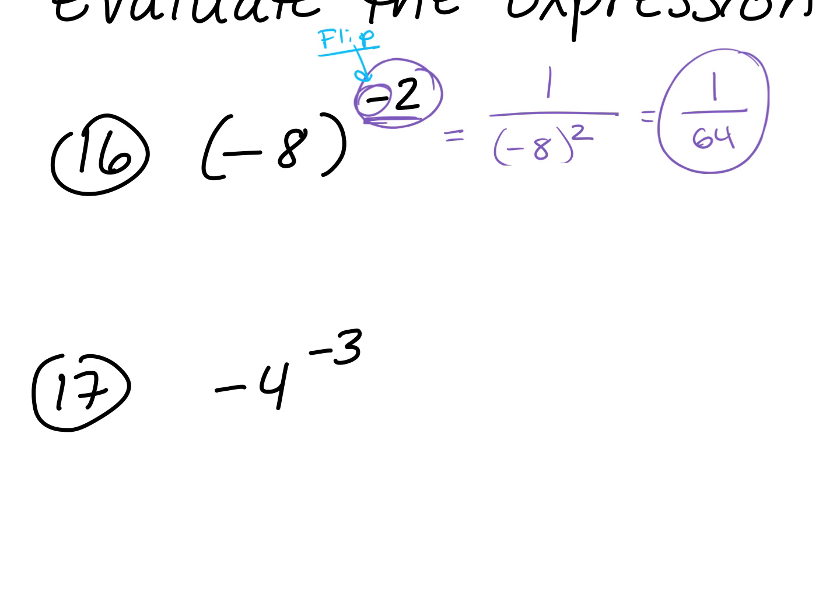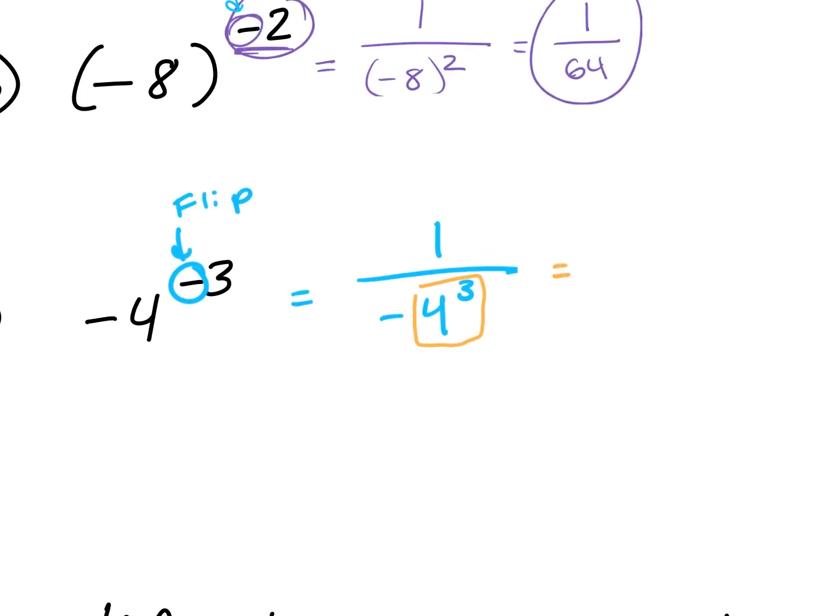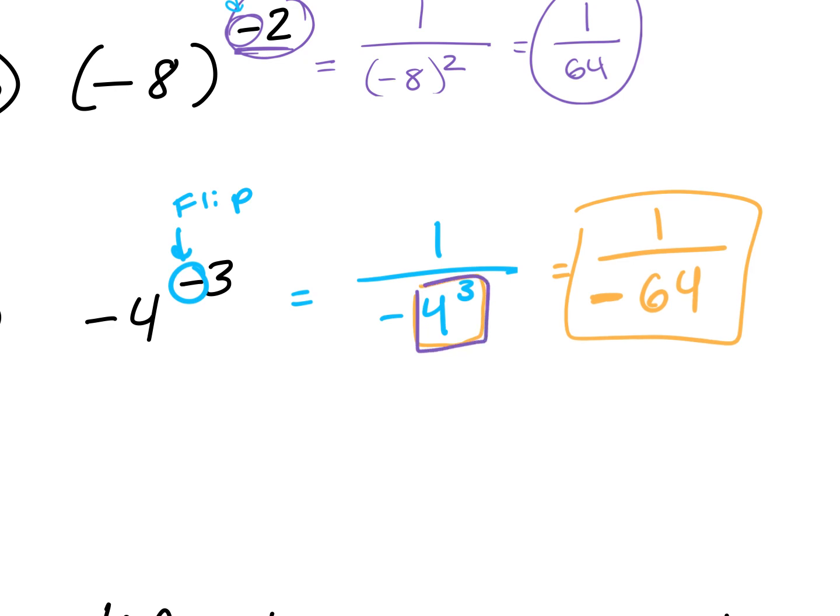All right, so for 17, what should I do first? Flip it. Because I have a negative exponent, I need to flip it before I can evaluate. So that becomes 1 over -4 to the third power. Now we have to be careful here. What has the exponent? Just the 4. We don't have parentheses here, so it's just the 4 that has that exponent. So what is 4 to the third power? 64. Perfect. And that negative just stays out front. So it'd be -64. The exponent's only touching the 4. If we had parentheses, then it would be -4 that has the exponent.